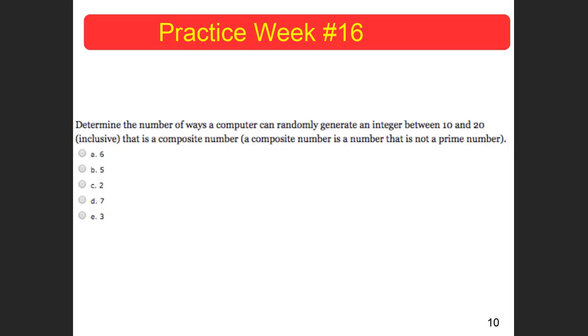It says, determine the number of ways a computer can randomly generate an integer between 10 and 20, inclusively, that is a composite number. A composite number is a number that is not a prime number. There's not a whole lot to think about here. I just wrote down 10, 11, 12, 13, 14, 15, 16, 17, 18, 19, and 20. And then I just cross off all the prime numbers, right? Because it wants it to be composite.